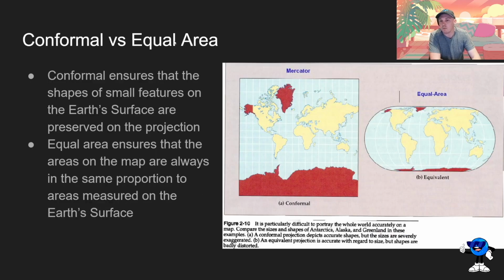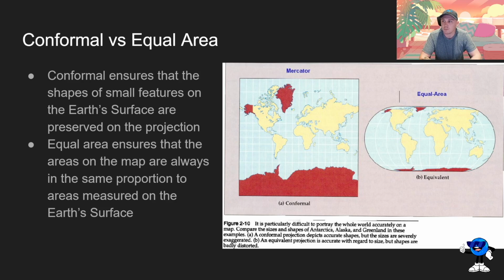So, conformal versus equal area. Conformal means the scales of the projection in the x and y directions are always equal. It's useful for navigation because a straight line drawn on the map has a constant bearing. With conformal, shapes are maintained but sizes are incorrect, whereas with equal area, shapes are distorted but the sizes are correct.